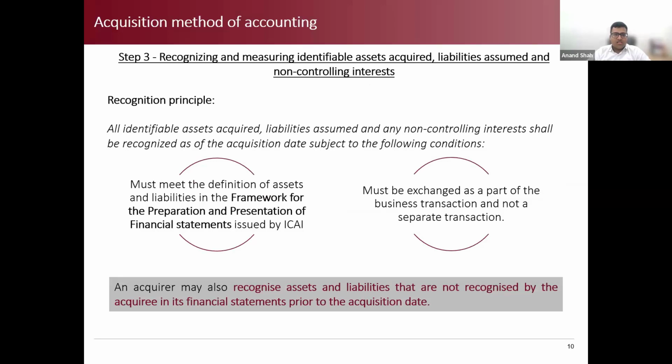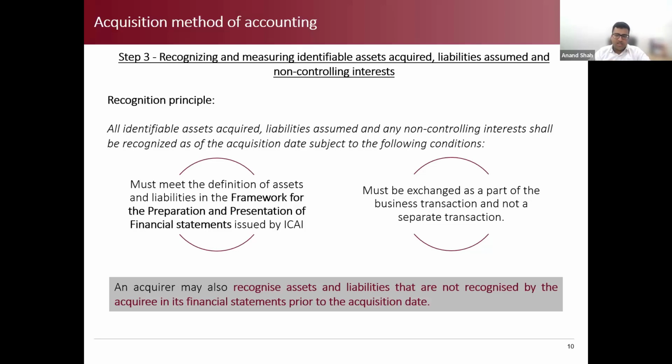Step 3 is recognizing and measuring the identifiable assets acquired, liabilities assumed, and non-controlling interest. Here, we have to be mindful of the recognition principle. All identifiable assets, liabilities, and non-controlling interest shall be recognized as on the acquisition date, subject to the conditions. It must meet the definition of assets and liabilities as per the framework issued by ICAI. And those assets and liabilities need to be exchanged as a part of that particular transaction and not a separate transaction.